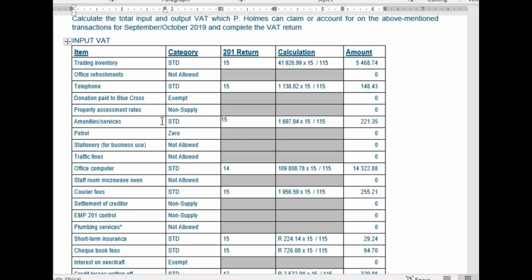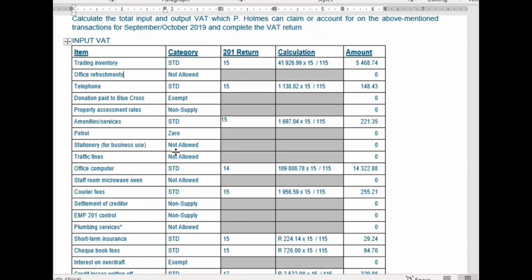The amenities or services, that's also part of your water and electricity account though. The amenities and services, this is your water and lights. That is a standard service item, so you apply the calculation, multiply by 15 divided by 115, and you get the answer. Petrol is 0 rated, so we are going to just record a 0.